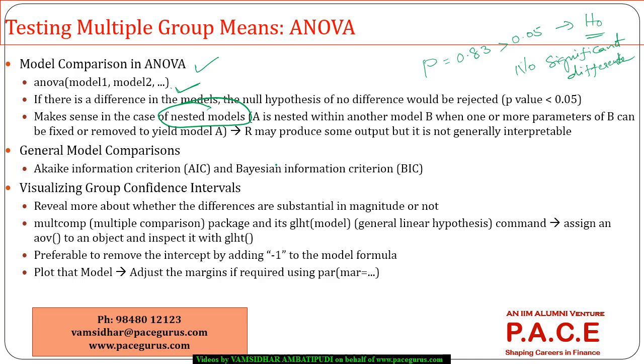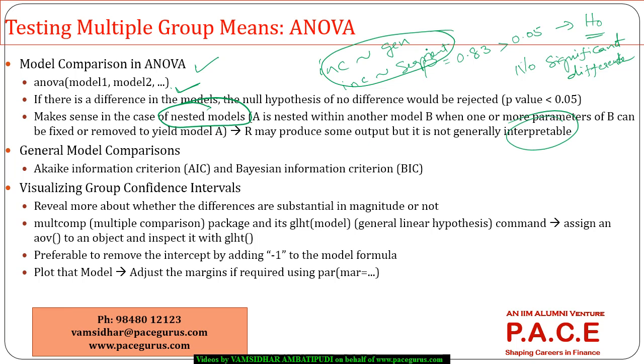But in general, if I have to compare the models, let's say I create one model of income versus gender and the other model of income versus segment, I can't compare these two things. Though ANOVA will give me some kind of an output in R, there is no meaning to the interpretation of it.